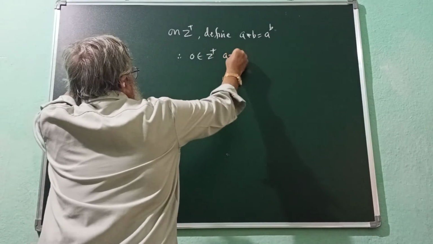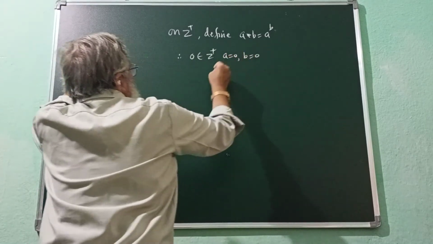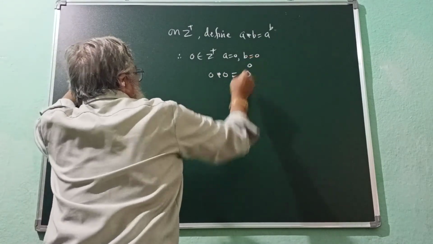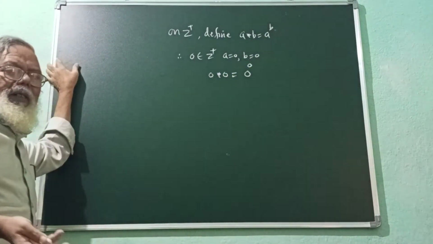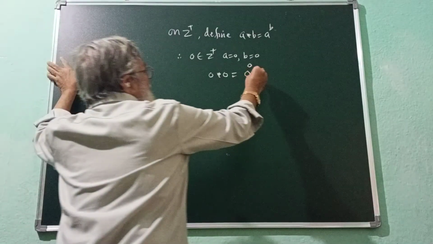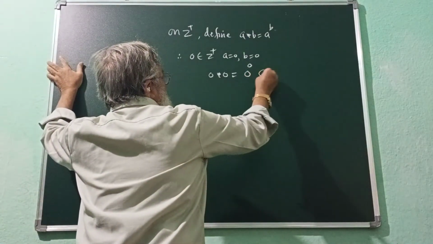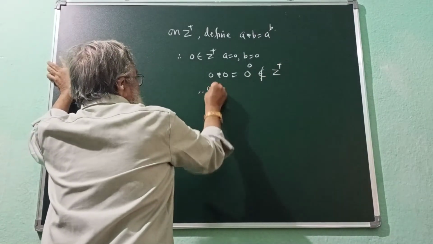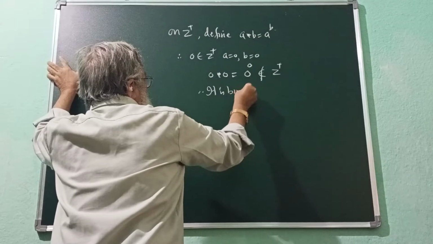If A is equal to 0, B is equal to 0, then 0 star 0 will be 0 raised to 0, which is not in Z plus. 0 raised to 0 is not defined. It does not belong to Z plus. Therefore, it is not a binary operation.